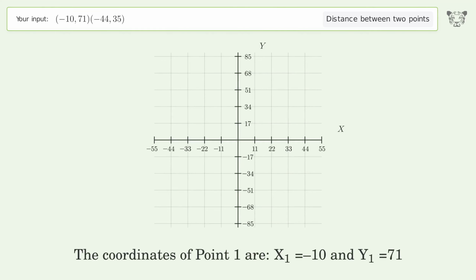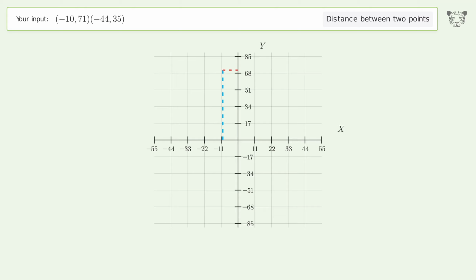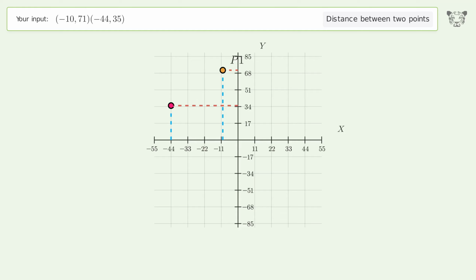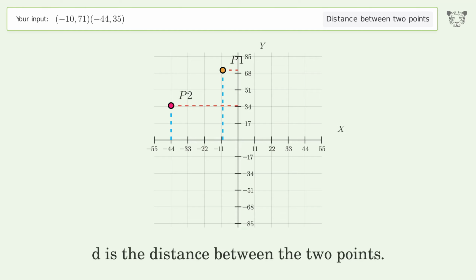The coordinates of point 1 are x1 equals -10 and y1 equals 71. The coordinates of point 2 are x2 equals -44 and y2 equals 35. D is the distance between the 2 points.